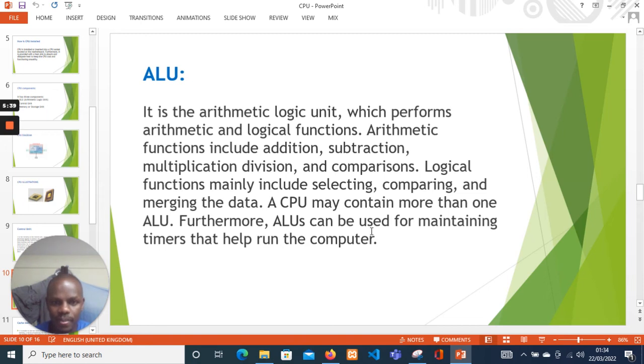So furthermore, ALUs can be used for maintaining timers that help run the computer. So we'll see that one in detail in our next lesson.